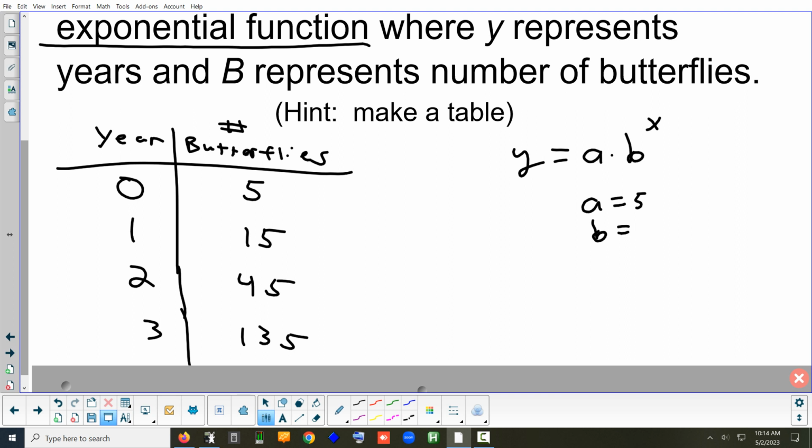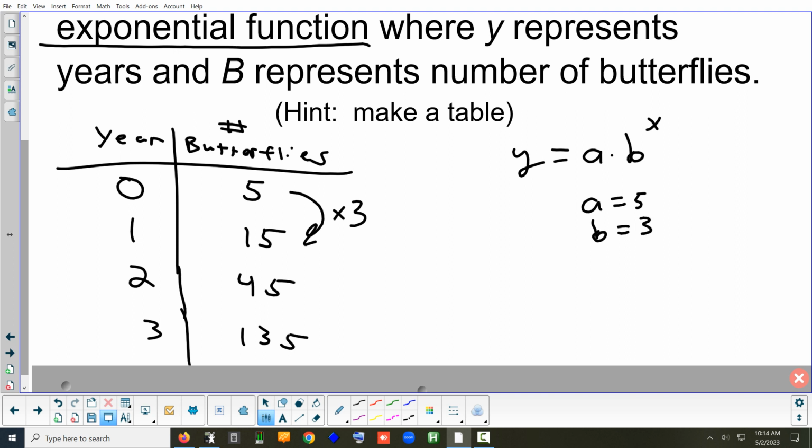Where does the B come from? Like how many times it skip counts in this number? Okay, so how would you figure it out for this one? Multiplying by 3. It's multiplying by 3. Because it's a times 3 each time, that's your B value.